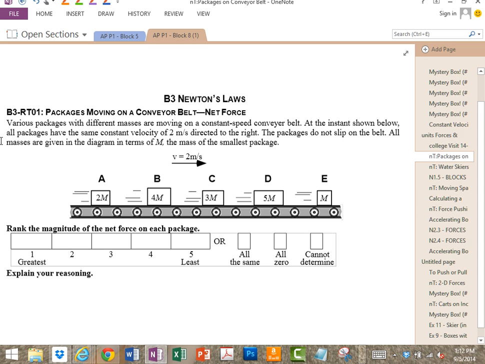So E is the smallest. It has a mass of m. D is 5 times the mass of m. It's 5 times as big, etc. Does that make sense? So it gives you a setup, and then it asks you to do something. In this case, it says rank the magnitudes of the net force on each package. Okay? So these sometimes will require a little bit of math, but it's not going to be lots of things. Sometimes they don't.